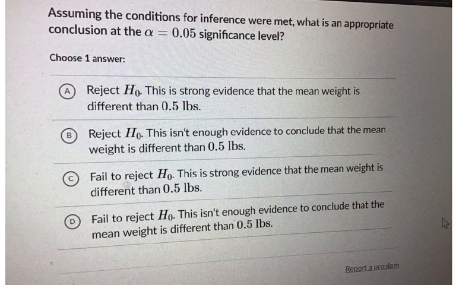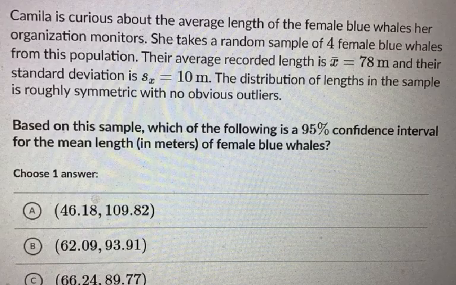Okay, so you're going to pick choice D, right? There is not enough evidence that it's different than 0.5. We're going to fail to reject because 18% is a lot larger than 5%. All right. Let's do one more.